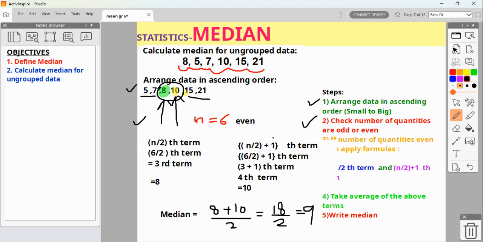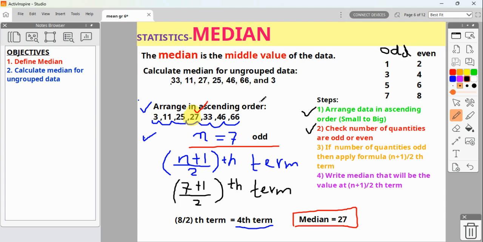Okay, so in this lesson we have learned what is median, that is a middle value, and how to calculate median. We have already discussed that when we want to calculate median, first of all we must arrange data in ascending order from small to big. This is the most important step. Then we have to check the number of quantities. If the number of quantities is odd, like in this data we have an odd number of quantities, 7, then we have to apply the formula n plus 1 over 2th term. We got the fourth term. So we will check what is the fourth term in our arranged data, not in the question. The fourth term is 27.